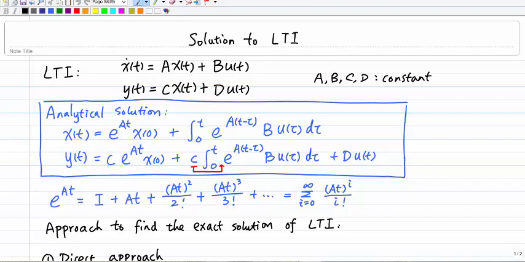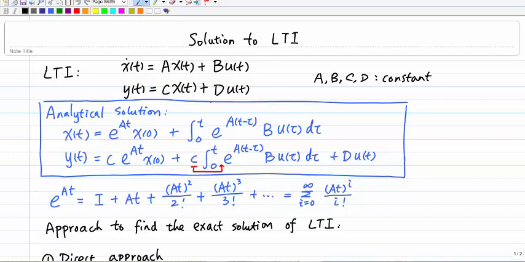In this video, I'm going to talk about the solution to linear time invariant systems. This video and the next video talk about solutions to linear time systems, and this video will focus on linear time invariant systems. For a linear time invariant system, we're talking about the standard form, which is given by x dot t equals Ax(t) plus Bu(t), and y(t) equals Cx(t) plus Du(t). We also call this the state space representation.